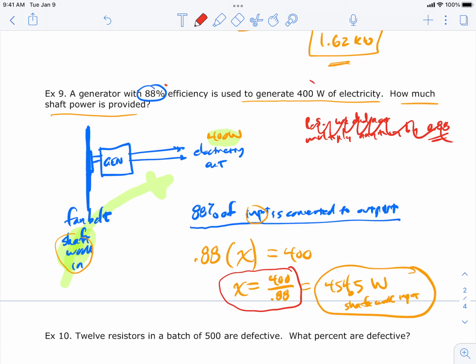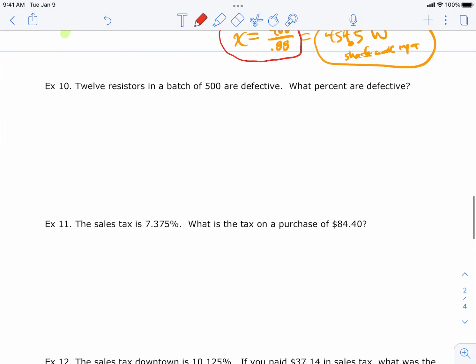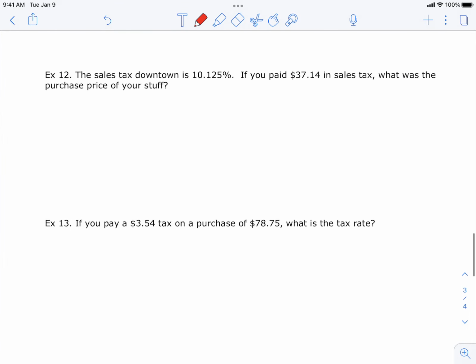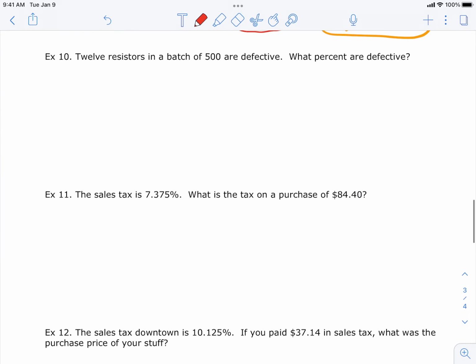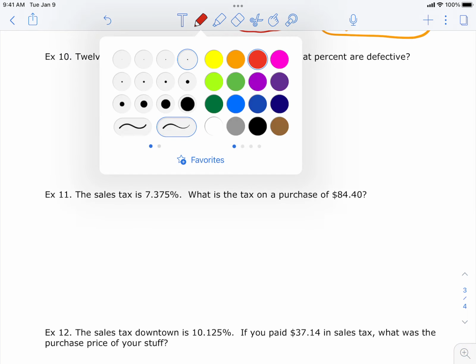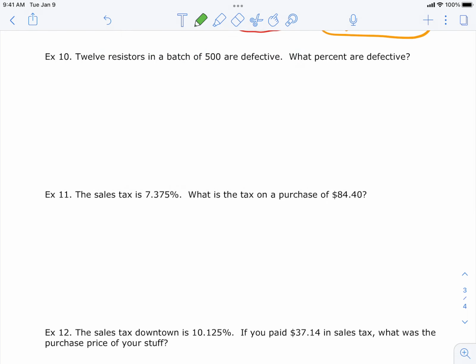Okay. Well, that's a bunch of efficiency problems. How many more problems do we got? 1, 2, 3, 4. 4 more problems. Wow. Okay. But there's some variety in life, and that counts for the percentage part of life too. What do we got here? 12 resistors in a batch of 500 are defective. Hey, turn the paper this time. Come on, man. Okay. And then the question is, what percent are defective?